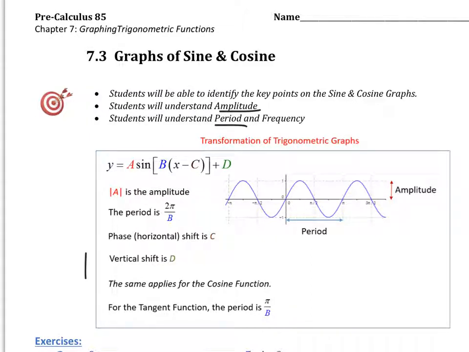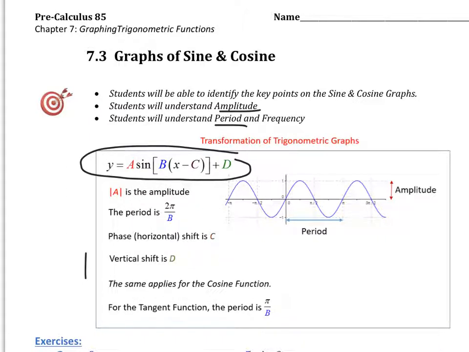So the big concept that you need to understand is this right here, and it works for cosine, not just for sine. The number that is in front of the trig function is the number that changes the amplitude. The number that follows the sine or the cosine is going to change our period length. Then inside the parentheses is our horizontal shift. And the number at the end is our vertical shift.